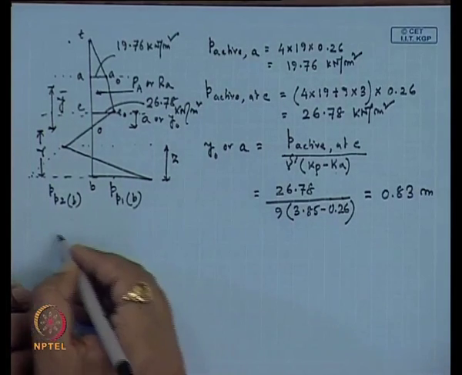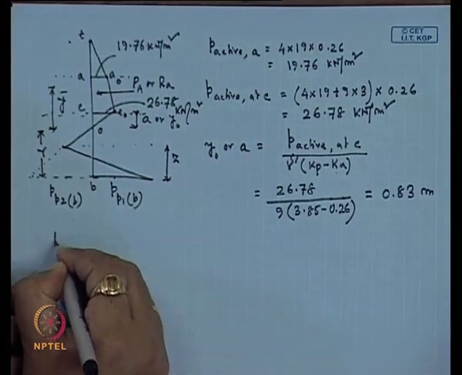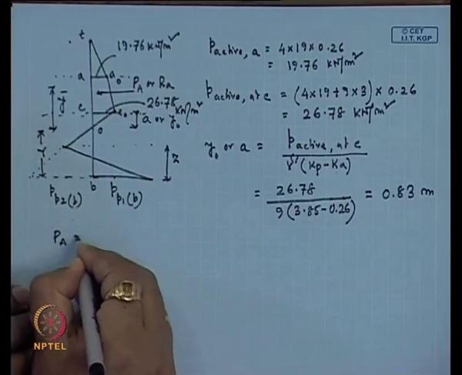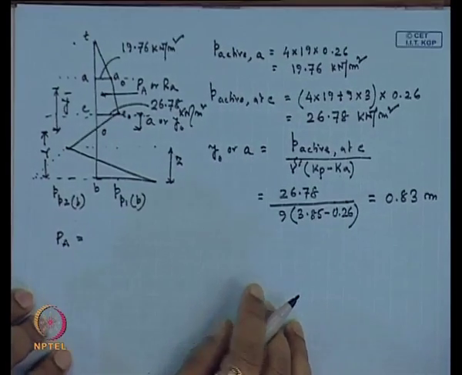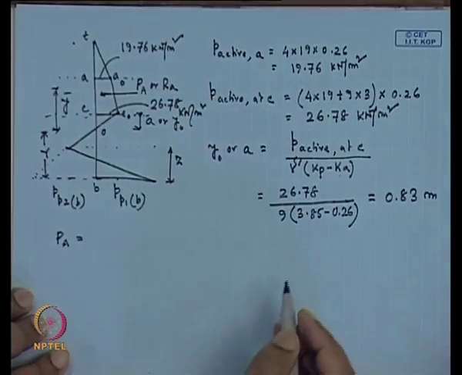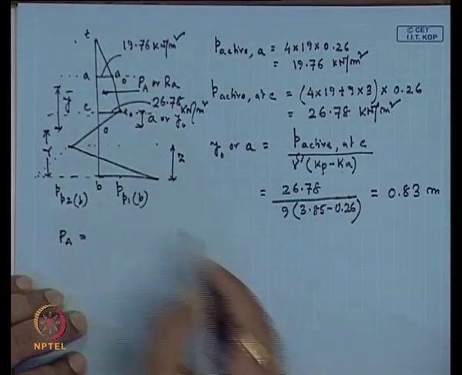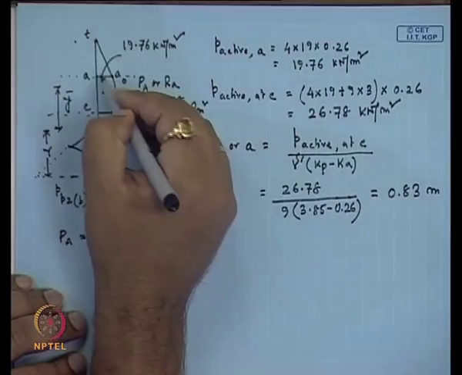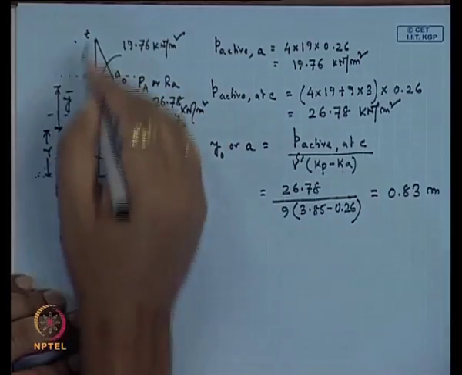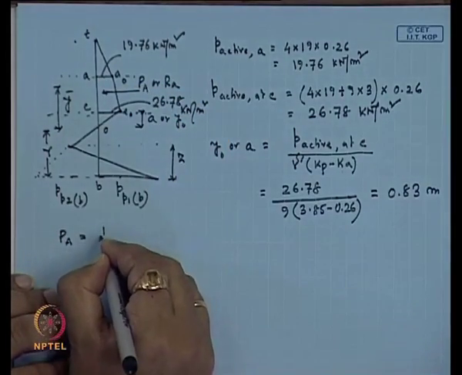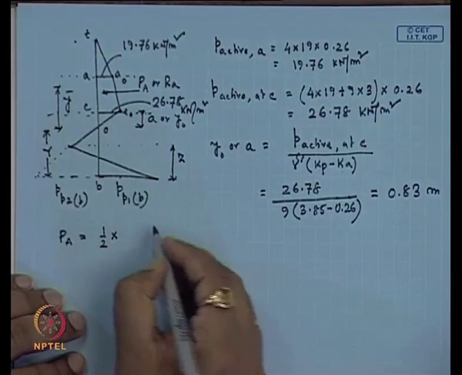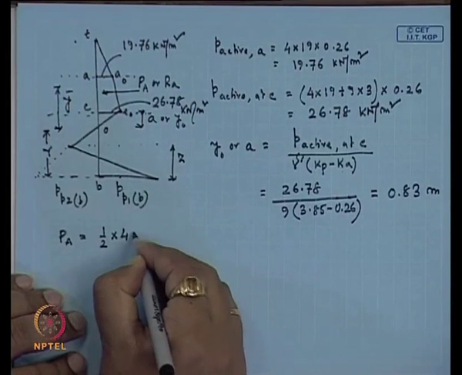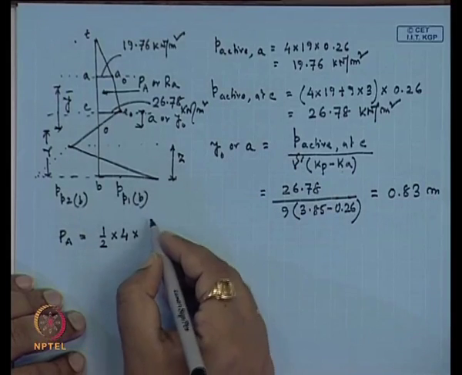Now, we will calculate this P A or R A value. This P A, the total active force due to this area, we can calculate as the total force. First, we will consider this triangle T A 0. So, for this triangle the total force is half into height, 4 meter, into the force, that is 19.76.